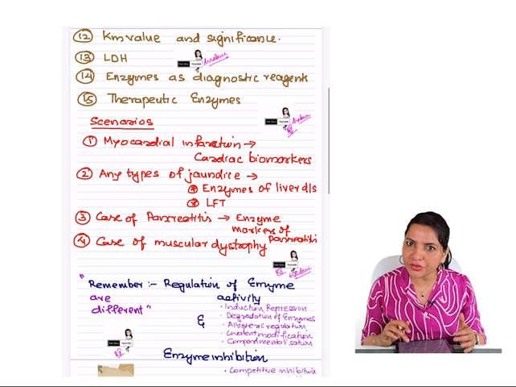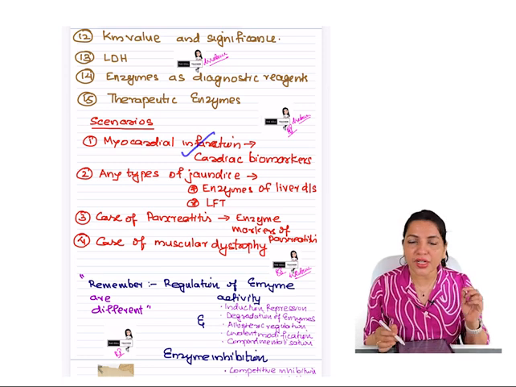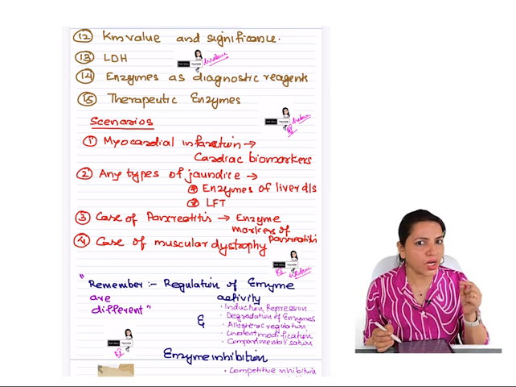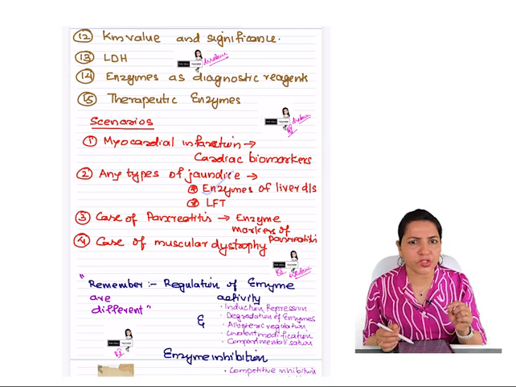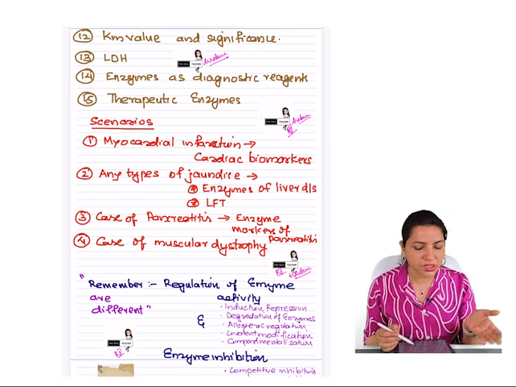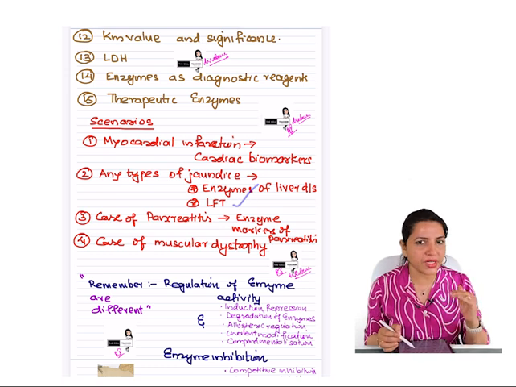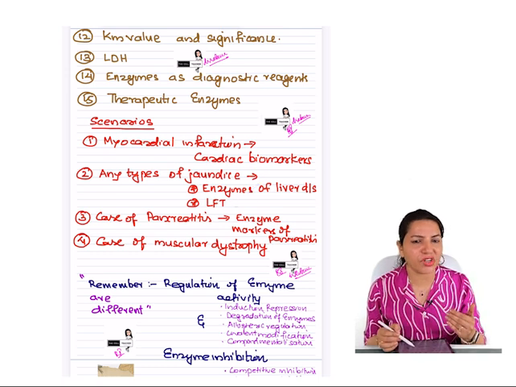Now, which are the scenarios that you can get? First is the myocardial infarction, and from there you can go to cardiac biomarkers. Any type of jaundice, it can be obstructive, prehepatic or hepatic jaundice, where this goes to enzymes of the liver disease or to the liver function test.